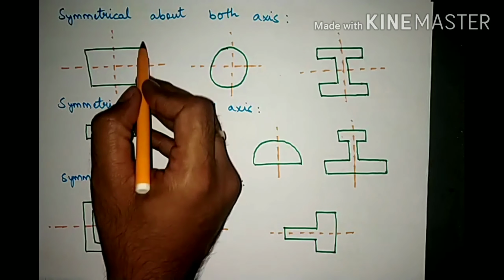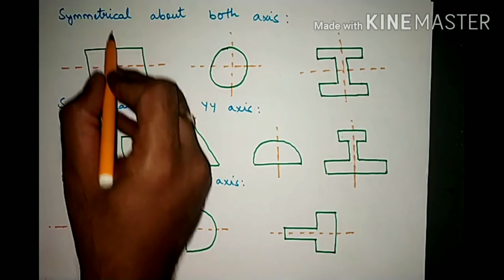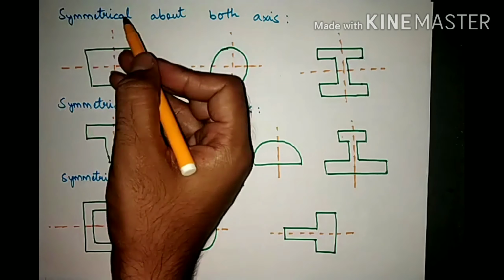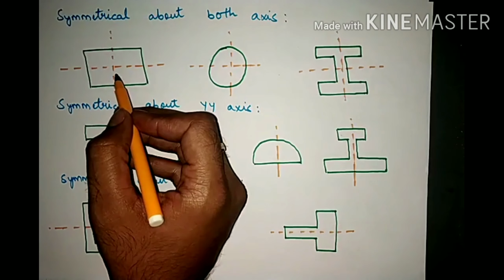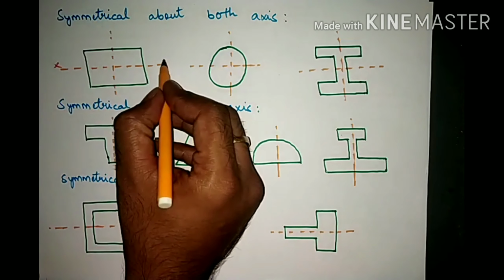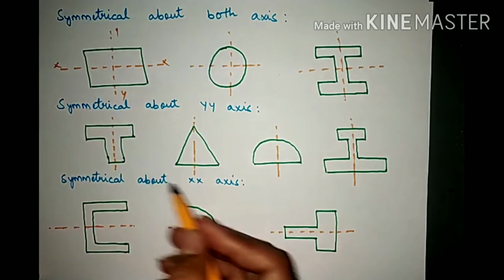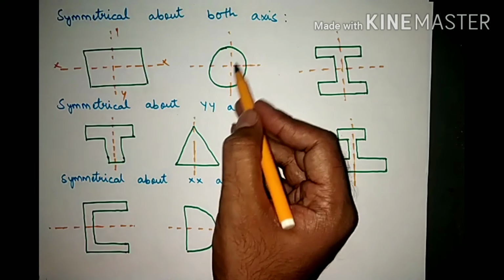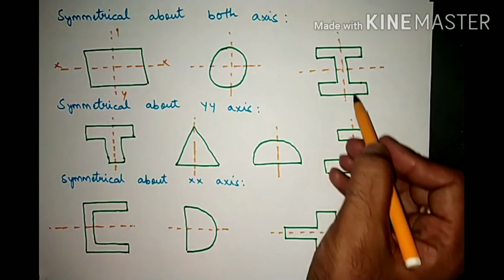Now if you take this rectangle, I can cut along x and y. The object which forms on both the sides will be the same. So this object is symmetrical about both the axes, that is XX and YY. Similarly, this circle is symmetrical about both the axes. So what about this I section?